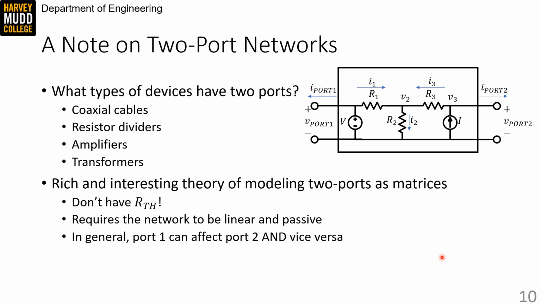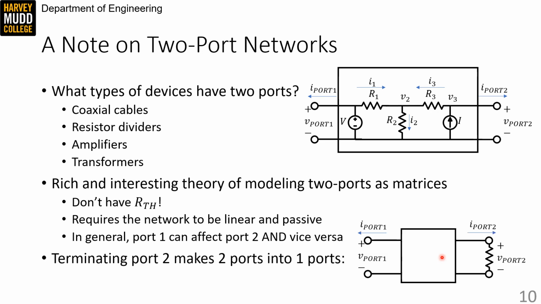Another fact that's worth mentioning is that two-port theory only works for linear and passive circuits, so the circuit that I actually have drawn on this slide isn't a good candidate for two-port analysis because it's not passive. And finally, one thing to remember about two ports is in general they are bilateral, so things that happen on port 1 can affect the variables on port 2, and vice versa. Things that happen on port 2 can affect the variables on port 1. So even if you're only measuring port 1, things that are connected to port 2 can change your measurement.